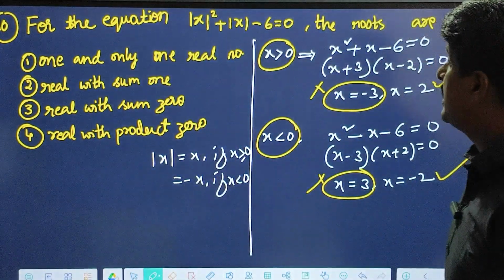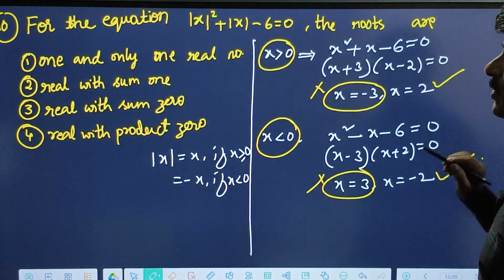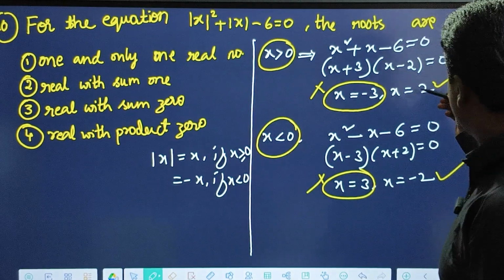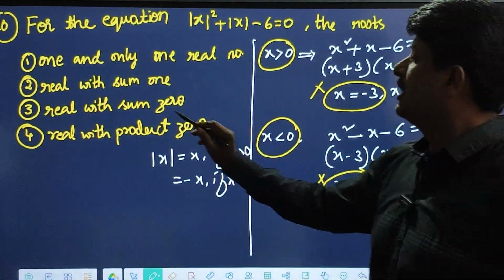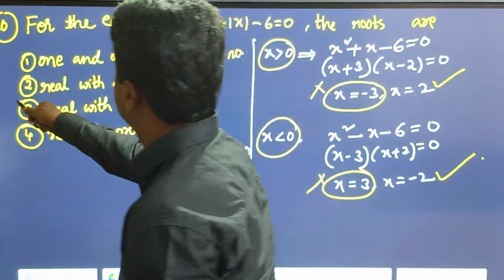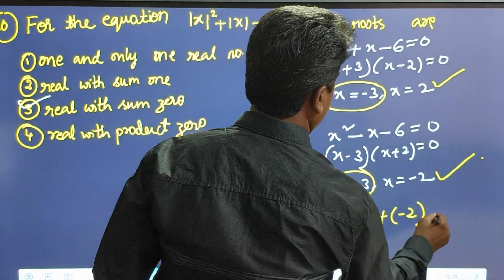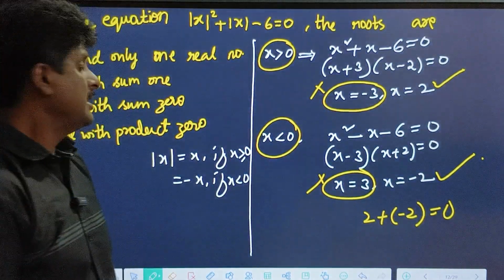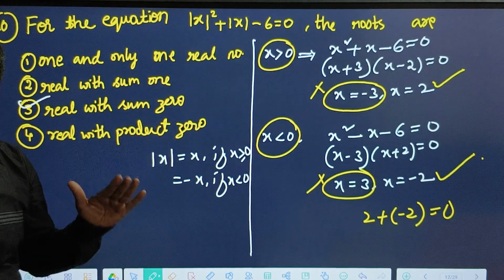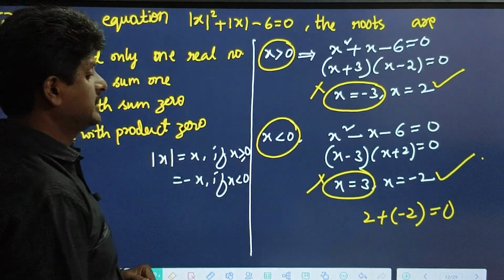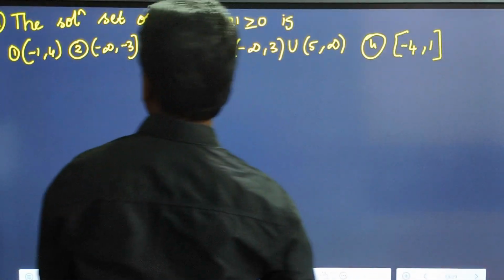One and only one real number? No, both are real only. Real with sum 1? But the sum is 0. Real with sum 0? Yes, real with sum 0. 2 plus minus 2 we get 0. Okay. Real with sum 0 is the right answer. Next, let's move on to another question.